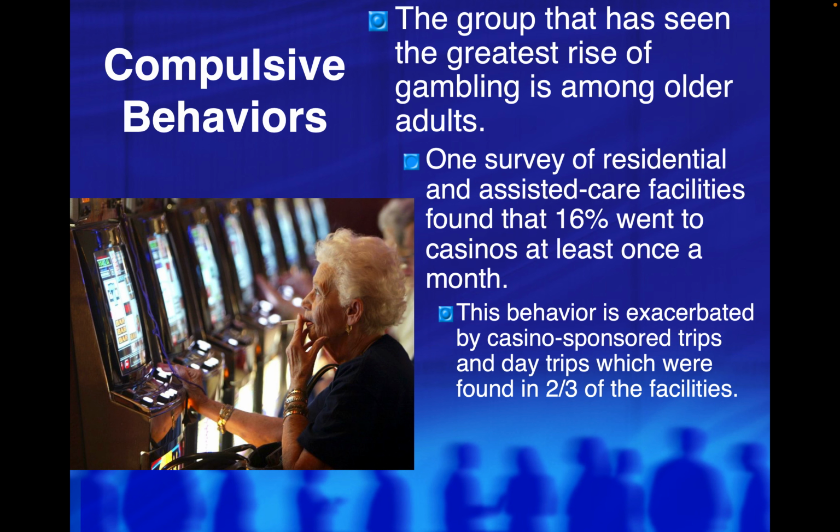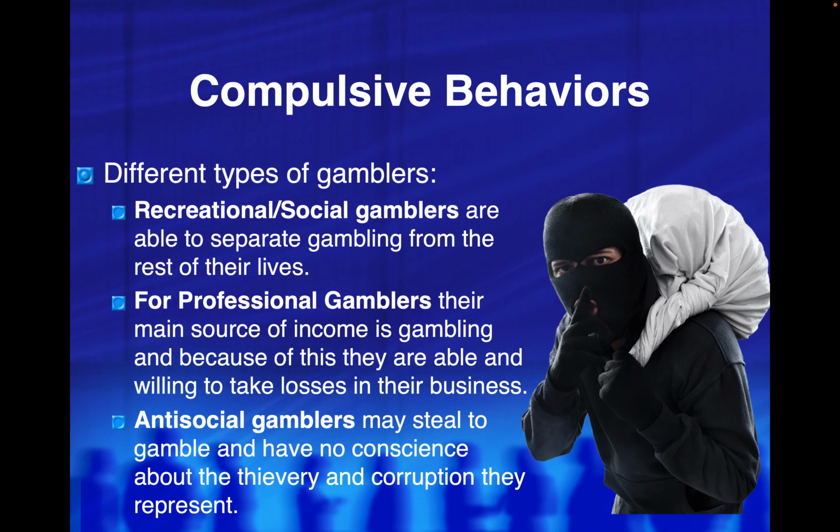There are different types of gamblers. Recreational social gamblers are able to separate gambling from the rest of their lives. For professional gamblers, their main source of income is gambling, and because of this, they are able and willing to take losses in their business. Antisocial gamblers may steal to gamble and have no conscience about the thievery and corruption that they represent.